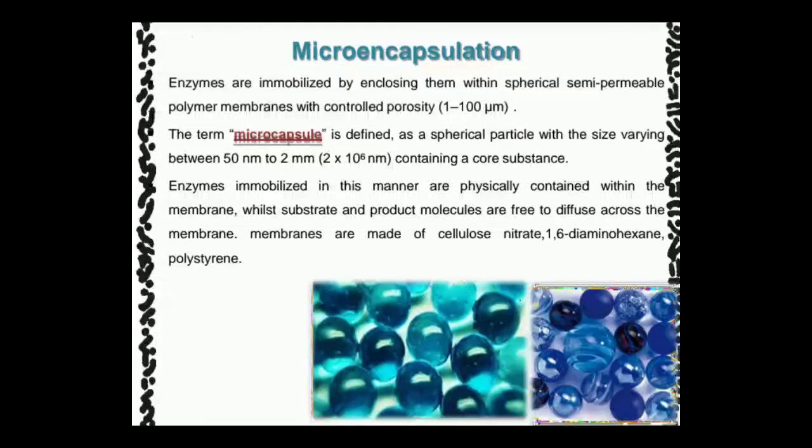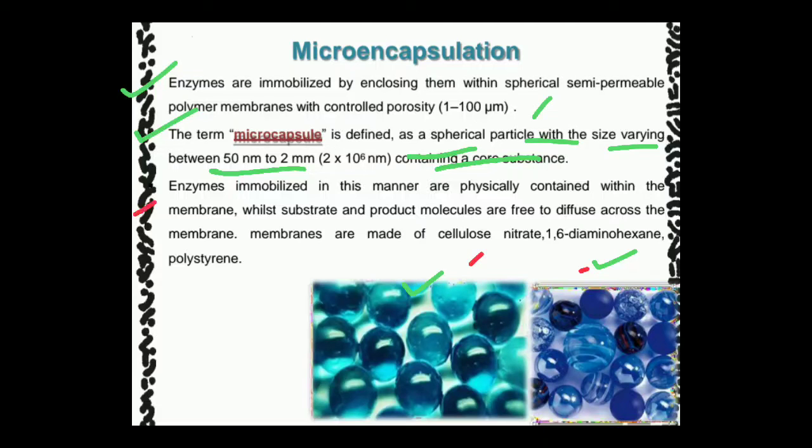Now we will be studying about the process of microencapsulation. The enzymes are immobilized by enclosing them within a spherical semi-permeable polymer membrane with controlled porosity of 1 to 100 micrometer. The term microcapsule is defined as a spherical particle with a size varying between 50 nanometer to 2 millimeter containing a core substance. These are some of the diagrams of microcapsules.